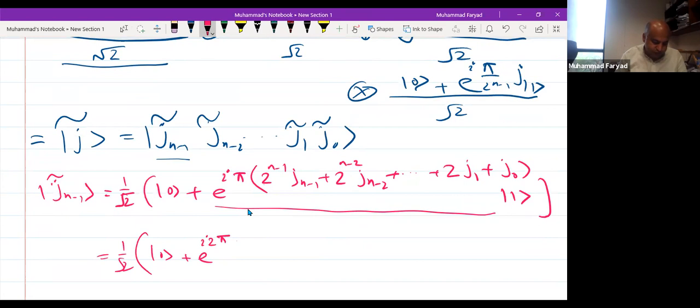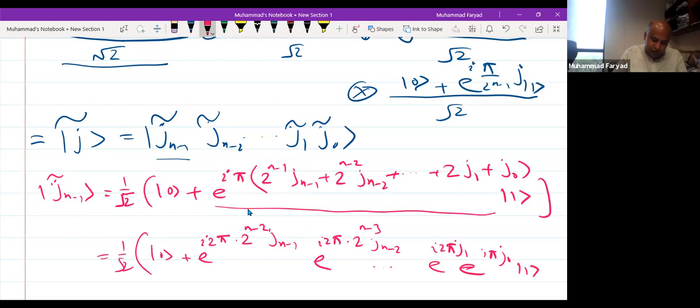So this is 2 power n minus 2 into jn minus 1. The next term is exponential 2 pi 2 power n minus 3 jn minus 2, all the way to exponential iota 2 pi j1 and exponential iota pi j0 1.